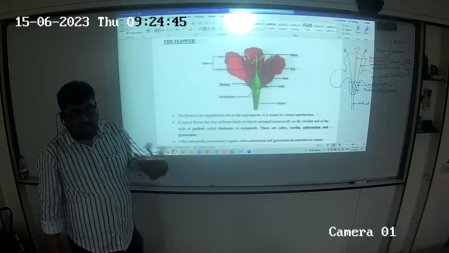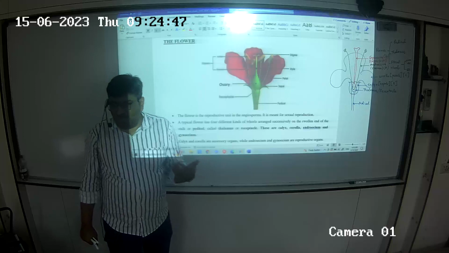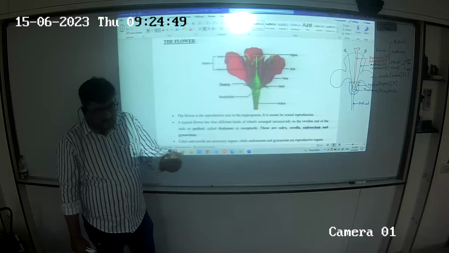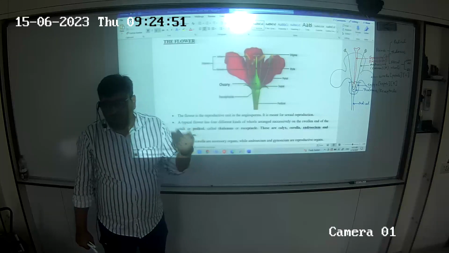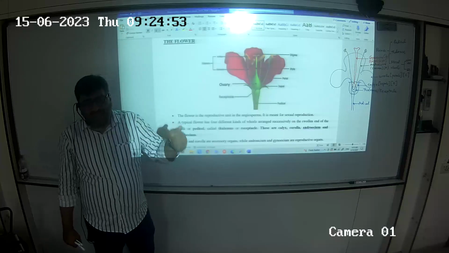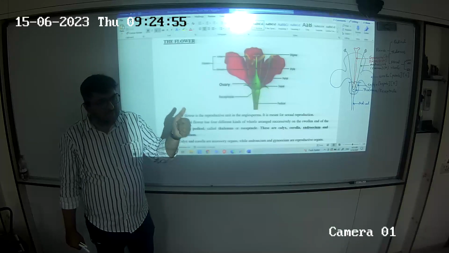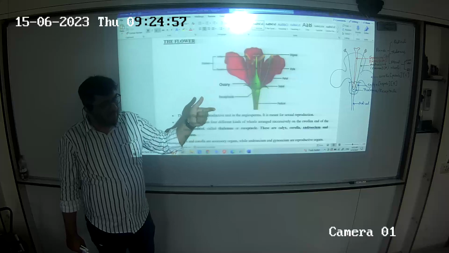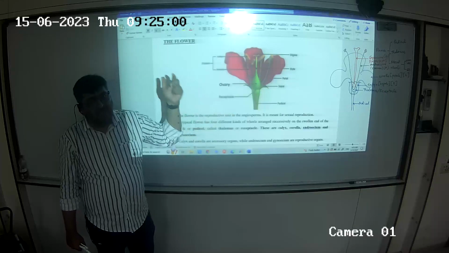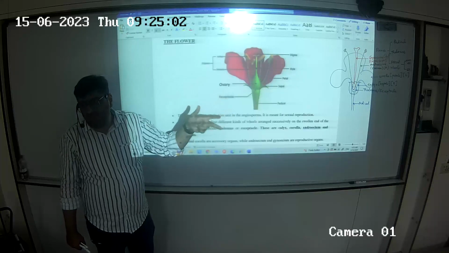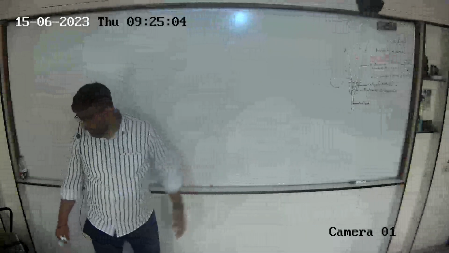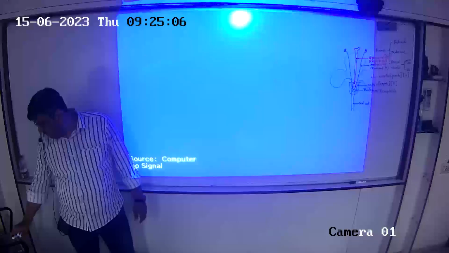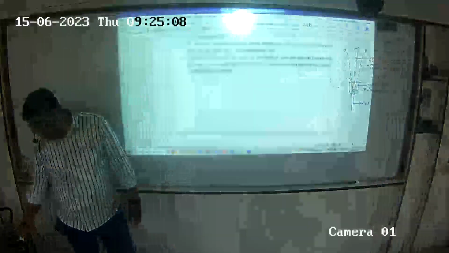I am talking with the assumption that these parts have already been introduced in school, so I'm just going a little faster here. Okay? So calyx is made up of members called sepals. Corolla is made up of members called petals. Androecium's member is stamen. And gynoecium's unit is carpel.